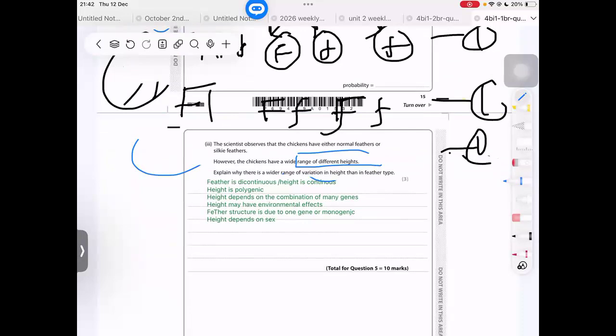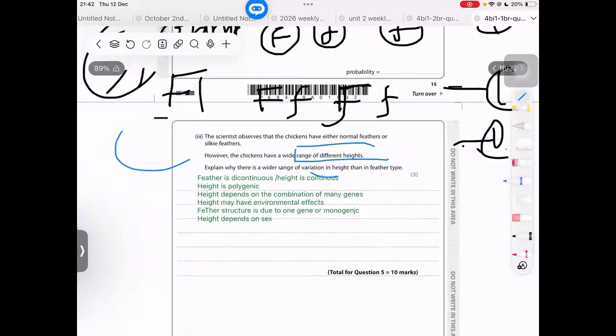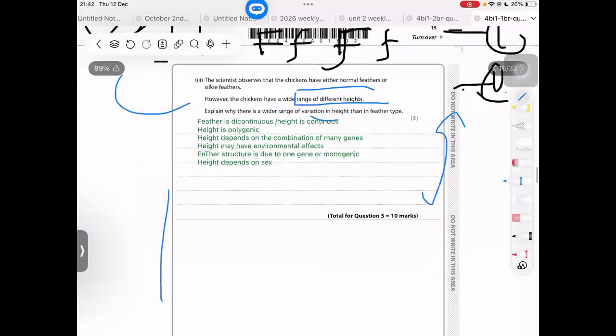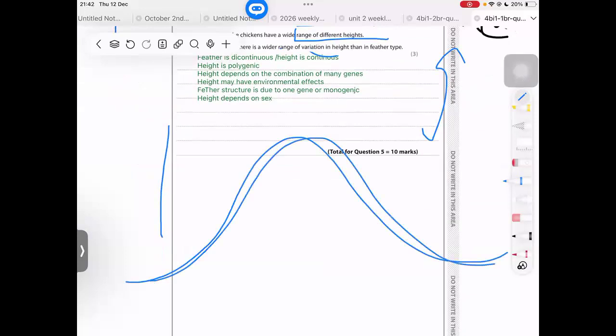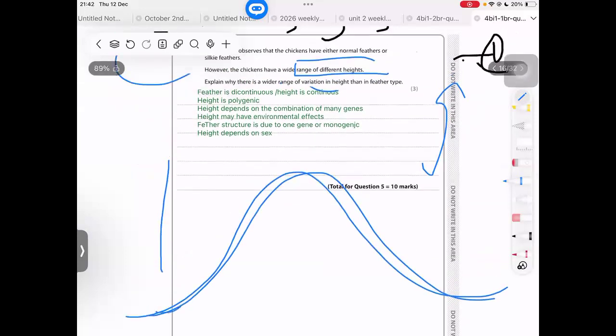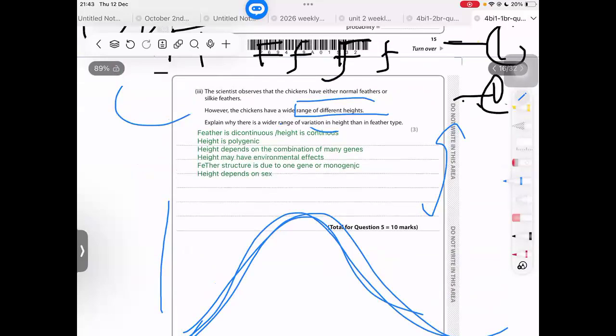Okay, so here the main thing is, for feathers, you don't have much variation. If you take feather, it's just either this type of feather or that type of feather. But if you take height, it could vary, right? It has a shape like this, a bell-shaped curve. So the height is continuous, but the feather is not continuous. It is discontinuous. If you mention this point, you get 1 mark for that.